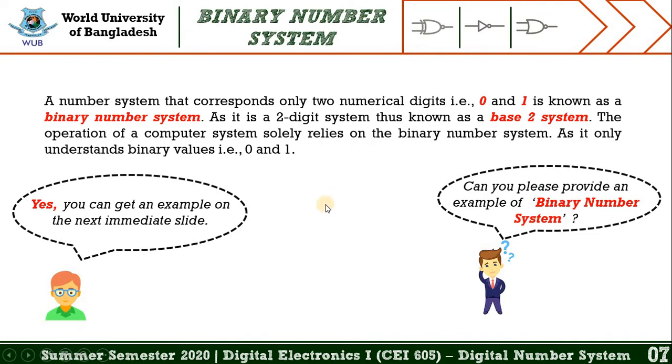From this slide, we may learn what the binary number system is. A number system that corresponds only to numerical digits such as 0 and 1 is known as a binary number system. As it has two digits, it is known as a base 2 system. The operation of a computer system solely relies on the binary number system, as it only understands binary values, either 0 or 1.